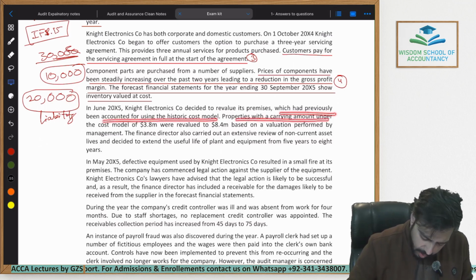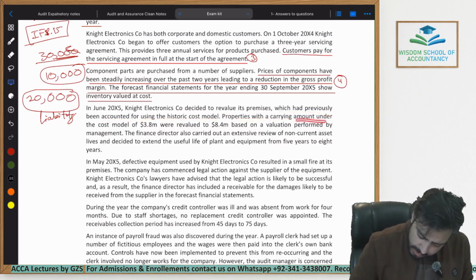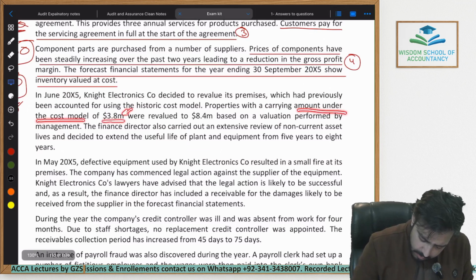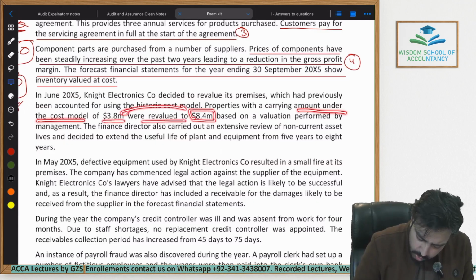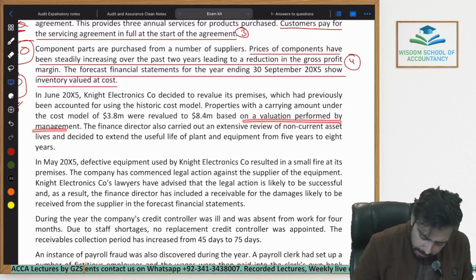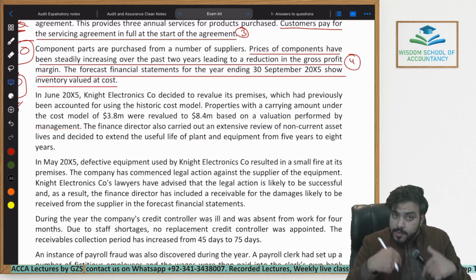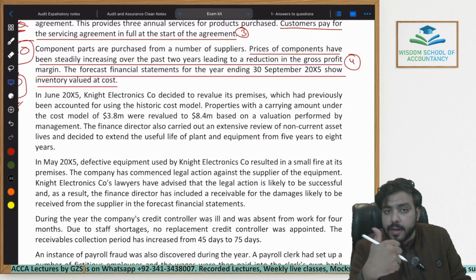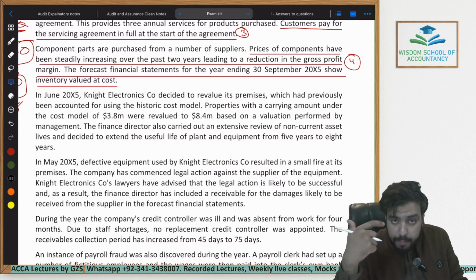Properties with a carrying amount under the cost model of 3.8 million were revalued to 8.4 million. Such a huge revaluation has been done based upon a valuation performed by management. So management themselves did the calculation. Management themselves identified the current market price of the properties that we own, and then revalued them.